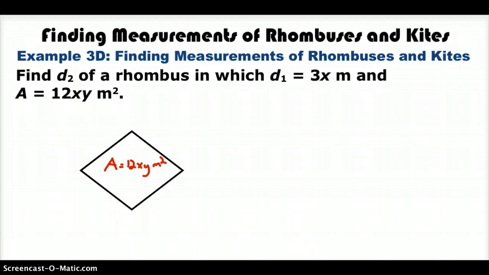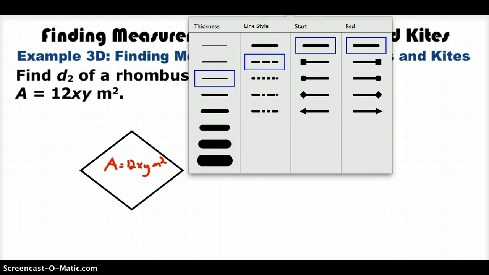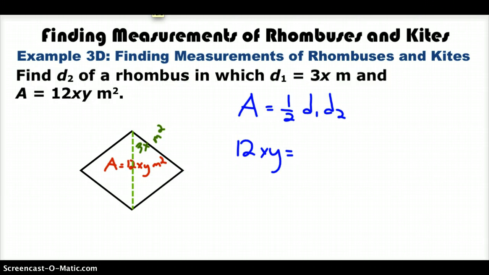So I'm going to take a line here. I'm going to change the color a little bit. Okay, and they said that was, again, 3x meters, right? And we want to know what diagonal 2 is. Okay, so we'll just use our formula that the area is equal to 1/2 times diagonal 1 times diagonal 2. Okay, so this time 12xy is the area.